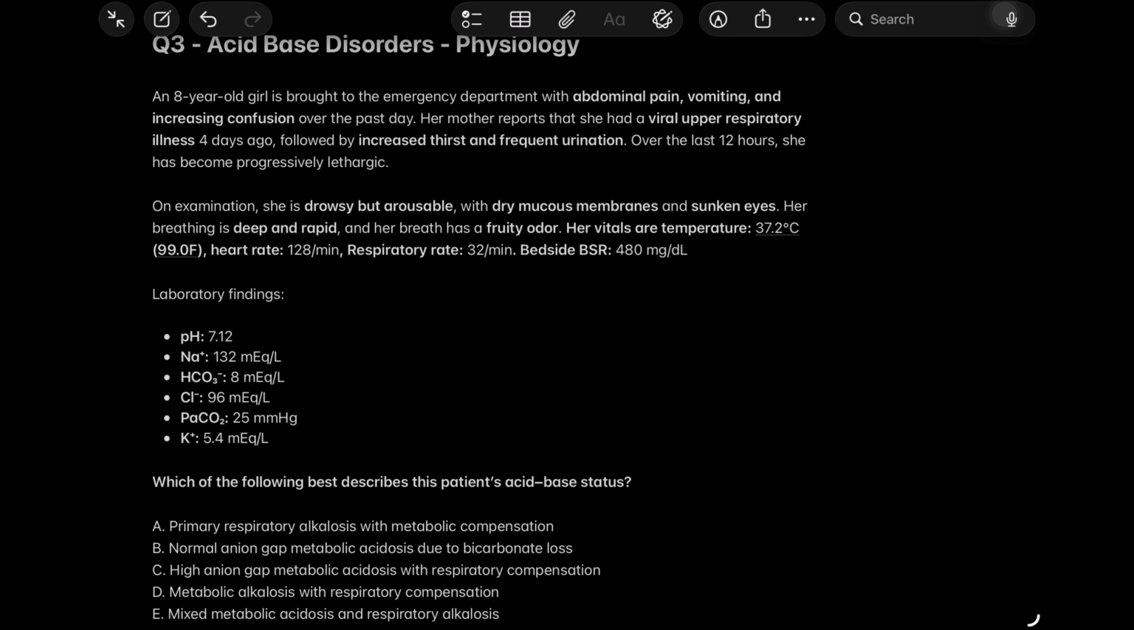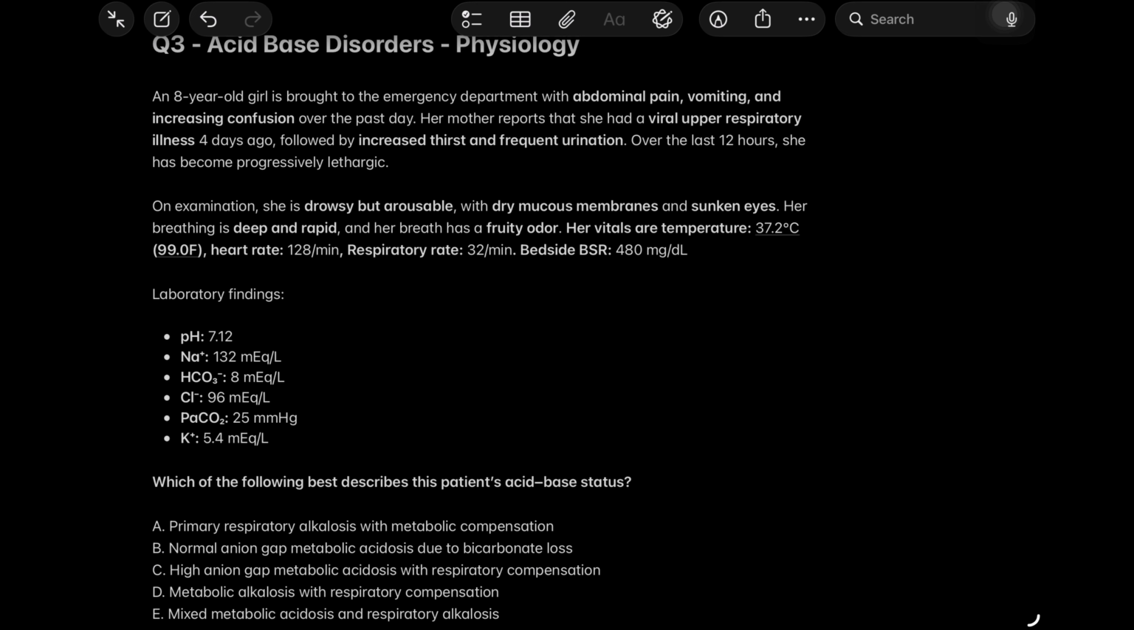Additionally, also look at her BSR. There's a BSR of 480 milligrams per deciliter. We could also probably run a urine analysis. There would probably be ketones in her urine, or we could also do a serum ketone analysis, and there'd probably be ketones in this patient as well. Now then, we know that she has diabetes, and a common complication of diabetes is diabetic ketoacidosis, which would explain this entire vignette.